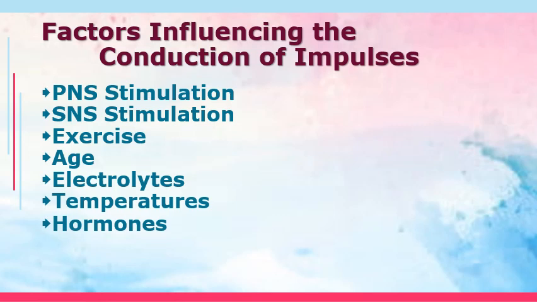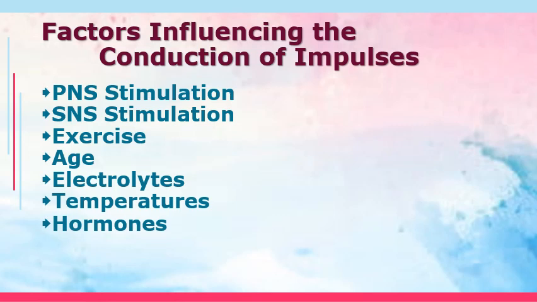The first one is your parasympathetic nervous system stimulation. When I talk about the parasympathetic nervous system, what would be the effect on the heart rate? When I say parasympathetic, it has the tendency to decrease your heart rate. And remember, this is the stimulation of your vagus nerve. Okay, vagus nerve.